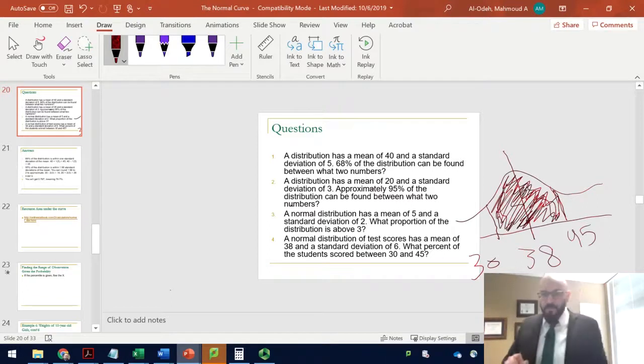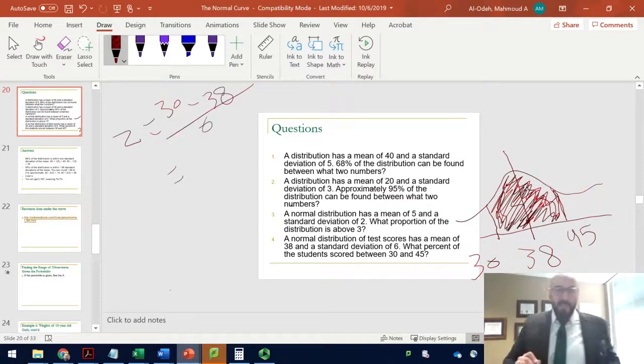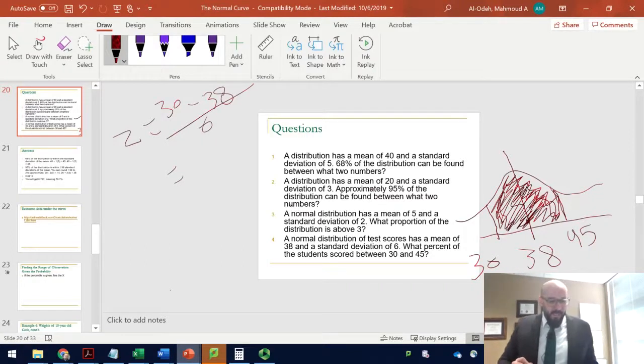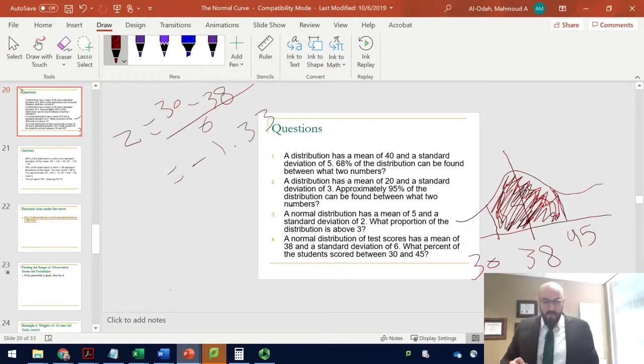Again, this is a rough draft of the normal curve just to give you an idea of what we're looking for. And now we need to find the z-score for both of them. The z-score for the first one would be 30 minus the mean, which is 38, divided by the standard deviation of 6. So the z in this case would be negative 1.33.